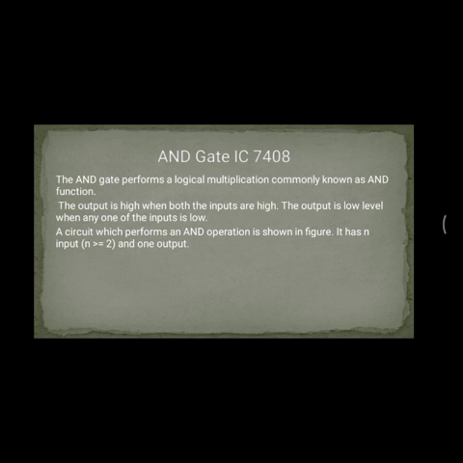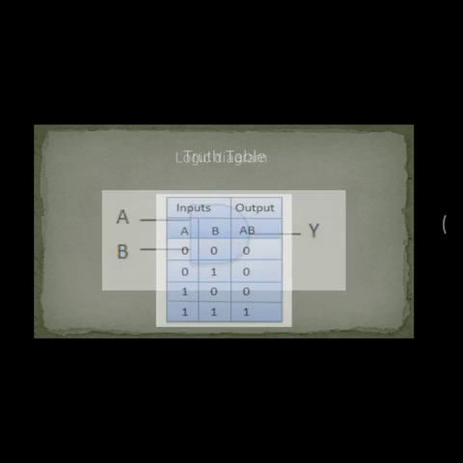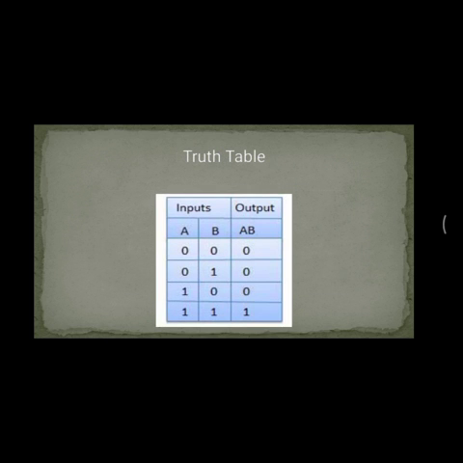AND gate. The AND gate performs a logical multiplication, commonly known as the AND function. The output is high when both the inputs are high. The output is low level when any one of the inputs is low. A circuit which performs an AND operation is shown in the figure. It has n inputs and one output. This is an example of an AND gate, and this is the logic diagram of an AND gate. This is the truth table of an AND gate.